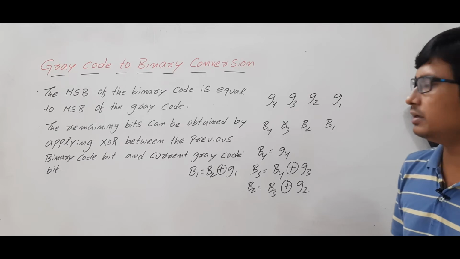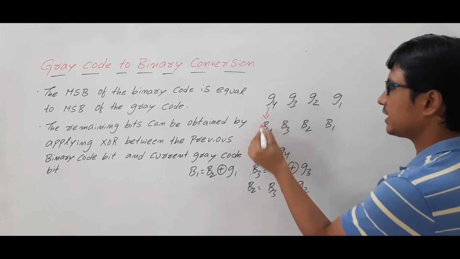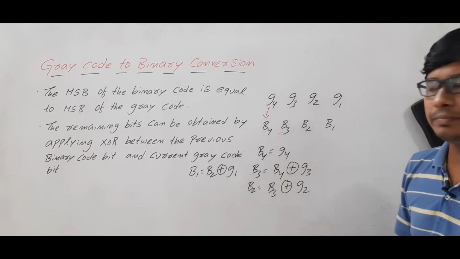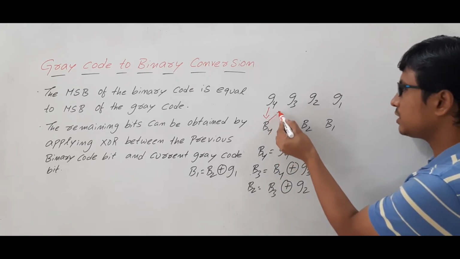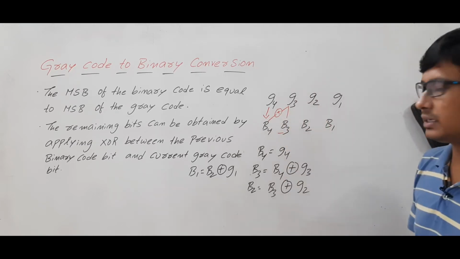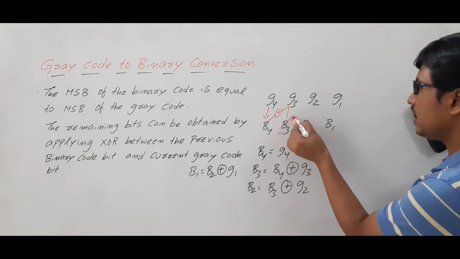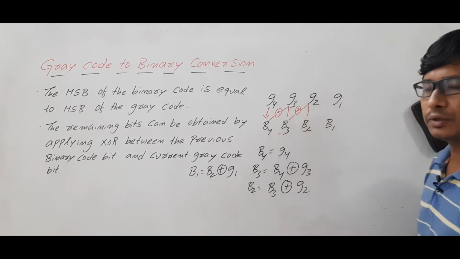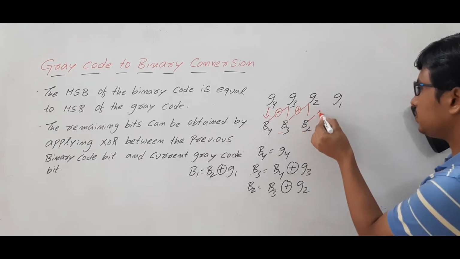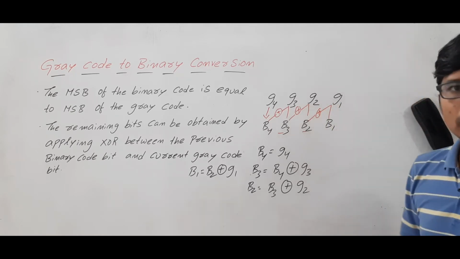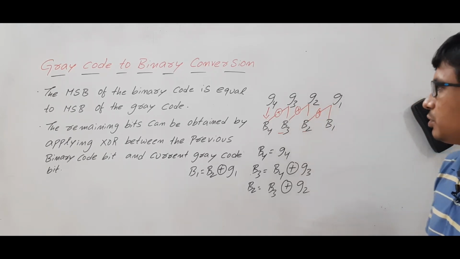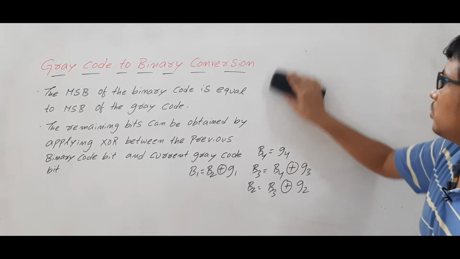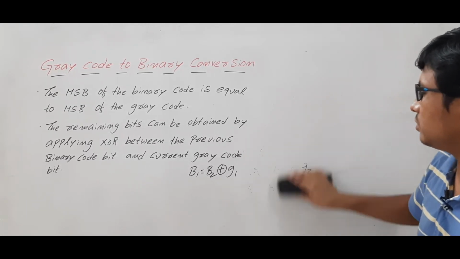It is very simple. B4 can be obtained directly from G4. If you want to obtain B3, apply the XOR between B4 and G3, then you will get it. Similarly, if you want to get B2, apply the XOR between B3 and G2. Apply the XOR between B2 and G1, you will get B1. I hope you have understood the procedure. Now let me discuss a few examples so that all the doubts you have will be cleared.